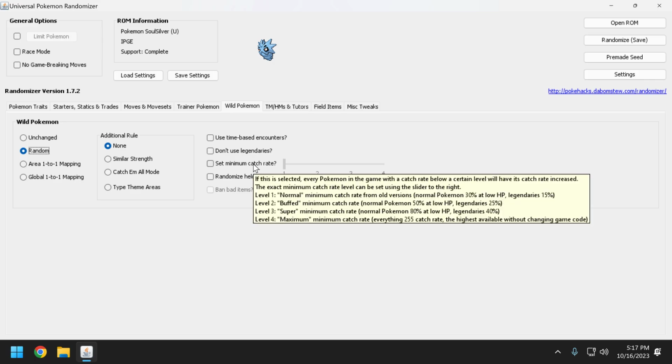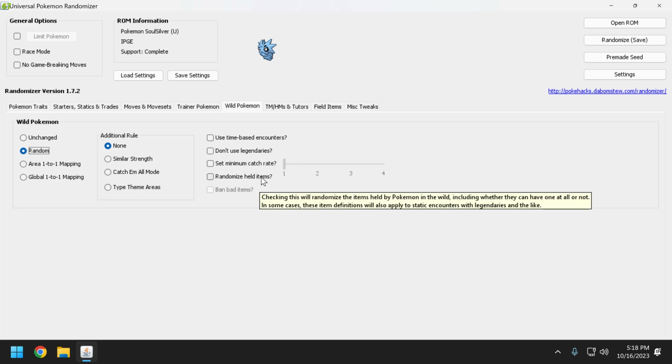If you want to increase the catch rate, you can make it significantly easier to catch Pokemon. You've got all the different stats here based on their HP. It's quite low in the base game, I've learned. 30% chance of catching a Pokemon at low HP. I like level 2. I think that's much more fair here.